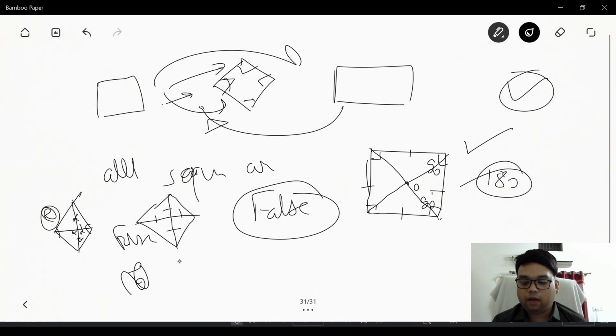Question number F. What does question number F say? All rhombus are kites. Yes, all rhombus are kites, but all kites are not rhombus. Question number G.